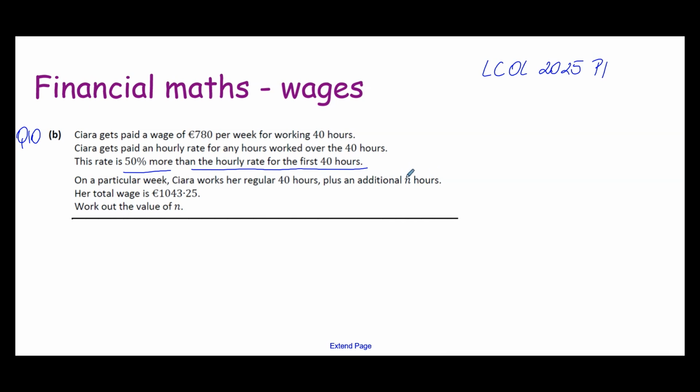So some amount of hours. Her total wage is 1,043.25. Work out the value of n, meaning how much additional hours she does. So normally we are saying, well, what is her wage? But this time they are giving us an answer saying this is the wage.